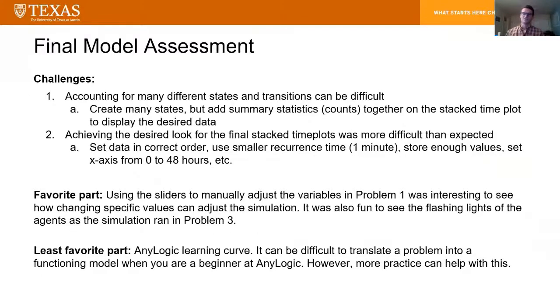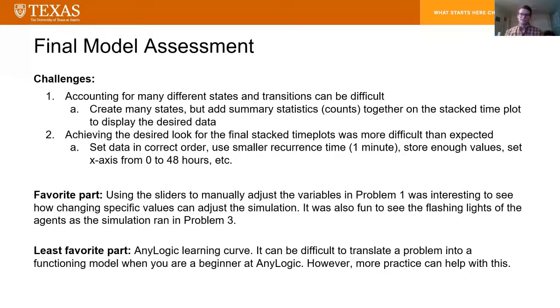So for our final model assessment, we did encounter some challenges as well. We found that it was kind of difficult to keep track of the many states and transitions at one time, especially as the model becomes more complex like it did in question 3. So to counter this, we decided to create as many states as we needed, but then sum the final counts of the various states in the data fields for the time stack plot to get the output that we really wanted for each question.